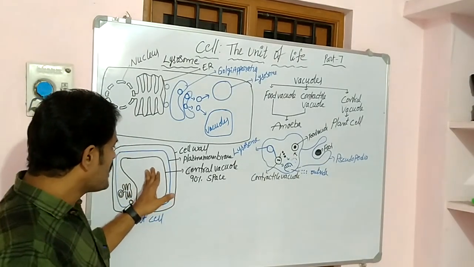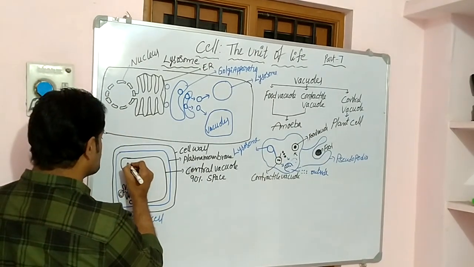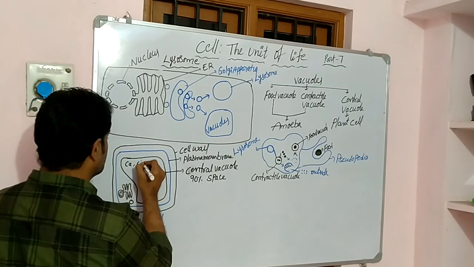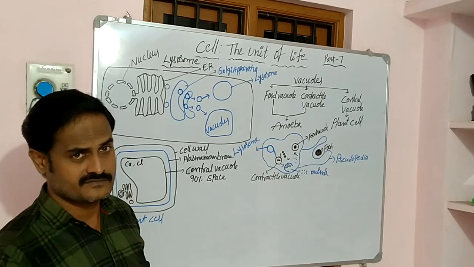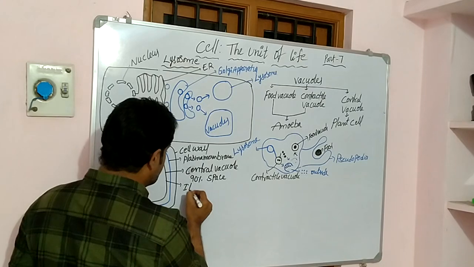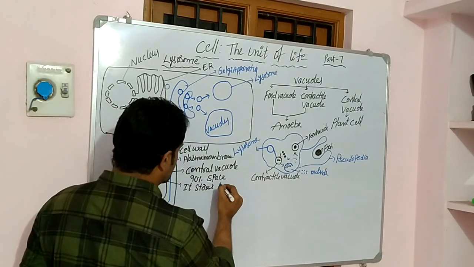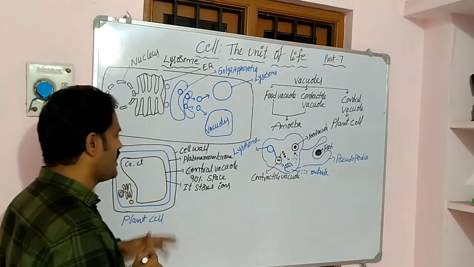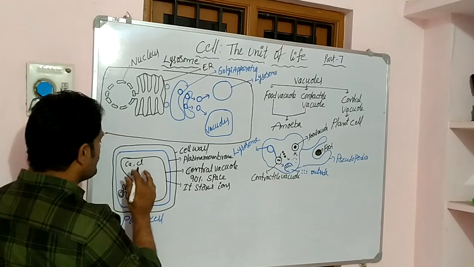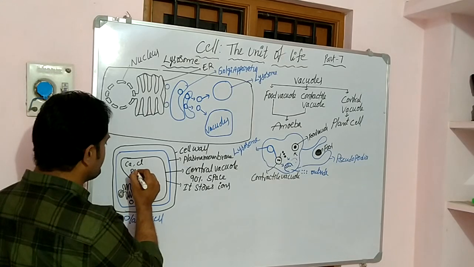Okay, what is the function of this vacuole? See here, it stores calcium and chlorine, some kinds of ions. So what is the main function of this vacuole? It stores mostly ions, and it also stores some kinds of pigments.